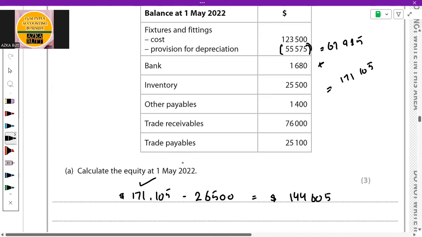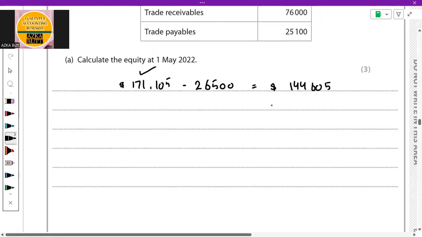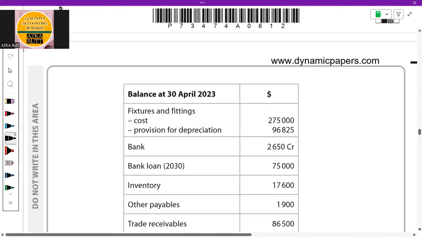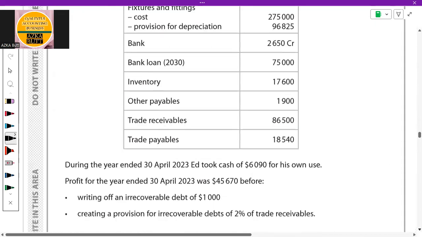So now we have to find out the total liabilities. First of all, we have the other payables, which is 1,400, and we have to add this to the trade payables, which is 25,100. So we have the total liabilities, which is 26,500. So by deducting the total liabilities from the total assets, we have the equity, which is 144,605. Okay, so this is the total equity.